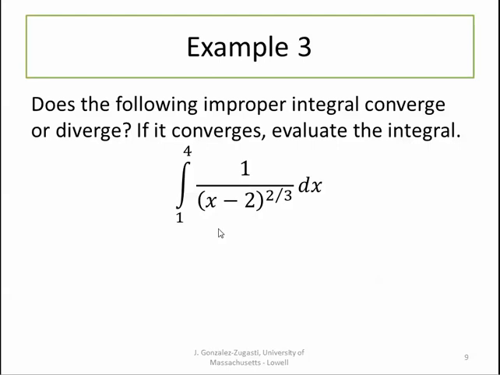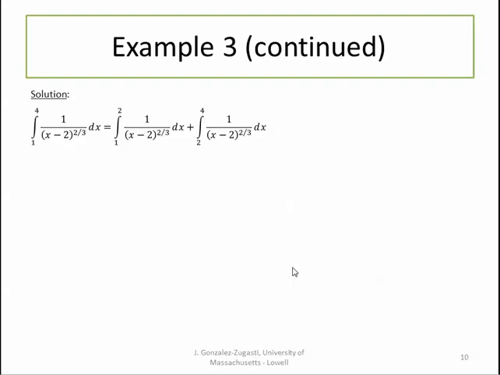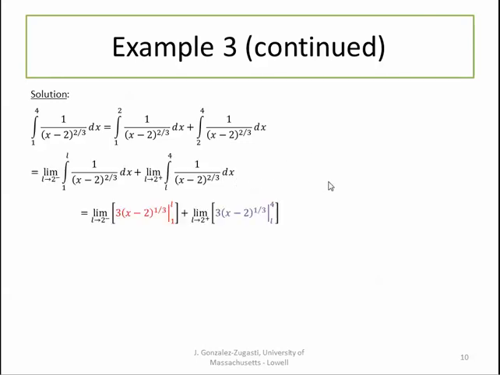Alright, here's one more example. Looking at this integral here, it's defined at both the limits of integration. However, it's not defined at x equals 2, which is in the interval. So what we need to do is break this up into two integrals and evaluate each one separately. We break it up at 2, which is our offending point. We rewrite these two integrals using limits. We evaluate the definite integrals, and then we look at the limits.